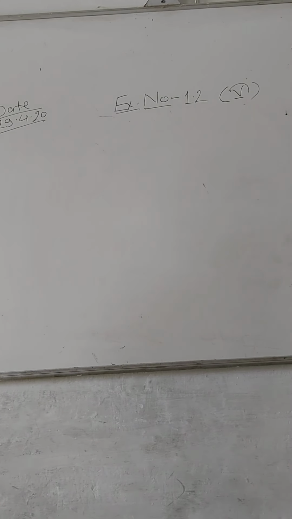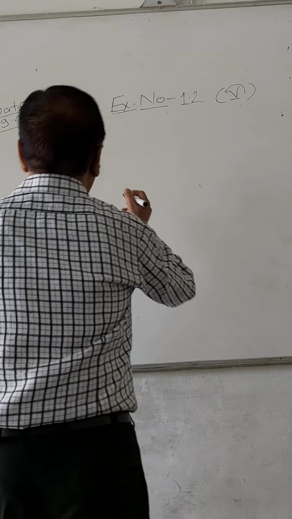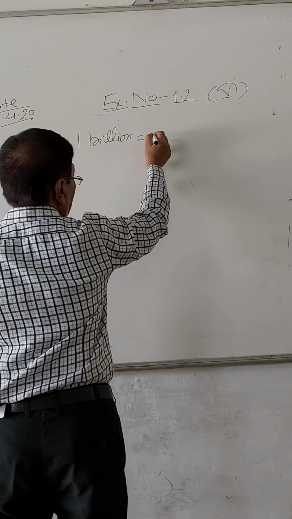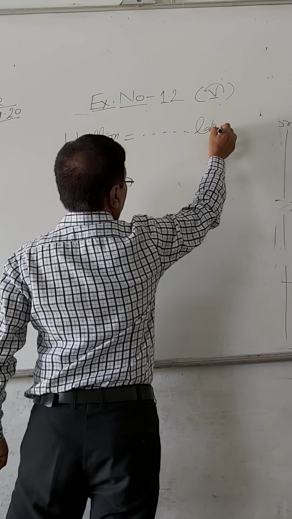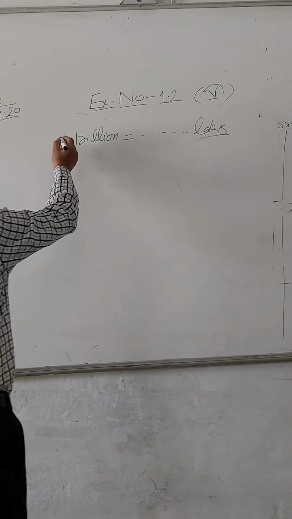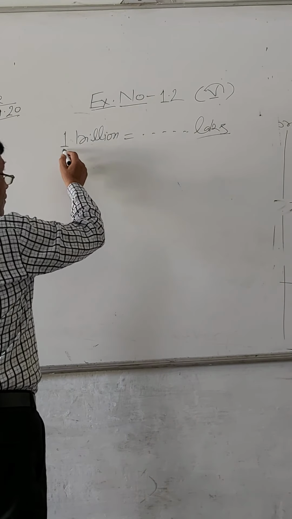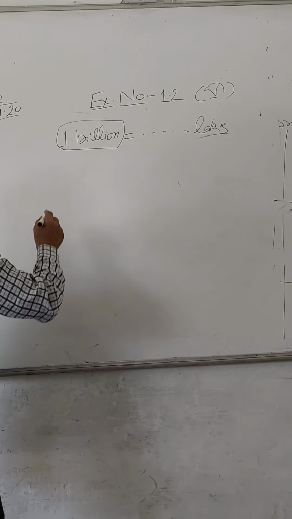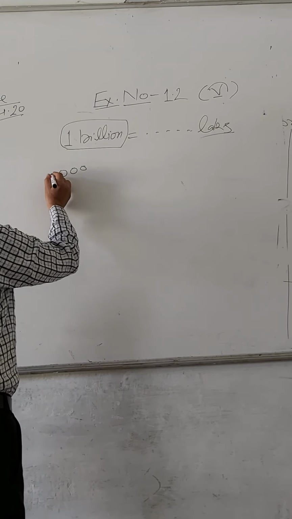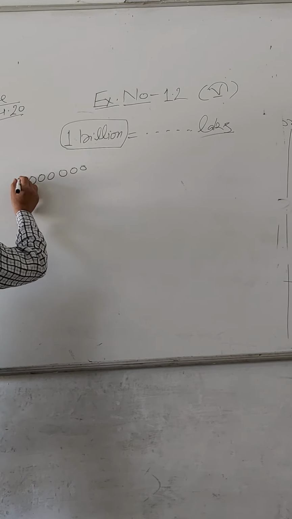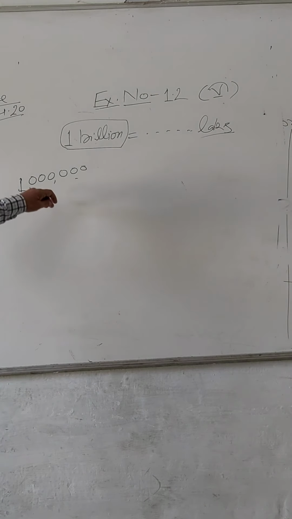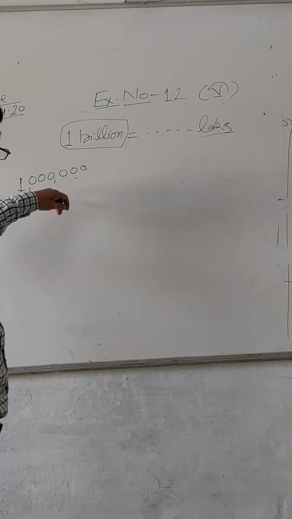Fill in the blanks. 1 billion is equal to how many lakhs? You have to tell 1 billion is equal to how many lakhs. For this, first write this 1 billion. So 1 billion, how will you write? Ones, tens, hundred, thousand, 10,000, 100,000 and 1 billion. This is 1 billion. Now in this number, you have to tell how many lakhs are coming.